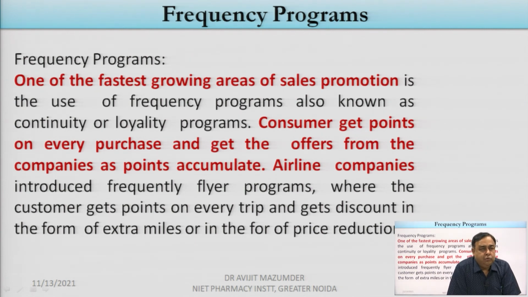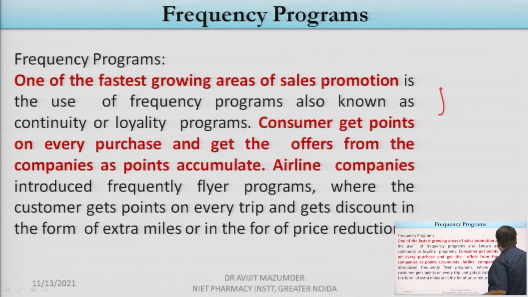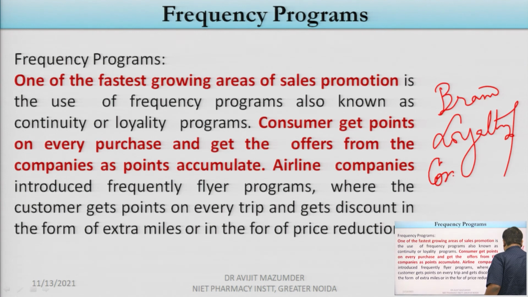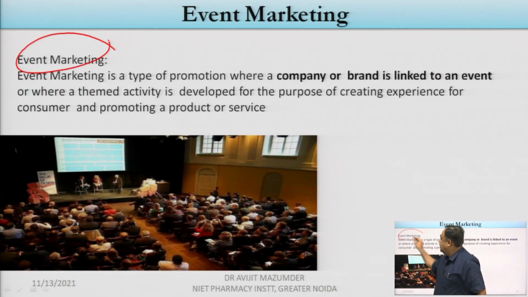The airline companies introduce the frequent flyer program where the customer gets points on every trip and gets a discount in the form of extra miles or in the form of a price discount. This is the way by which customers redeem the extra miles they are getting, by reduction of price. So, it is a way by which brand loyalty or consumer loyalty is maintained.